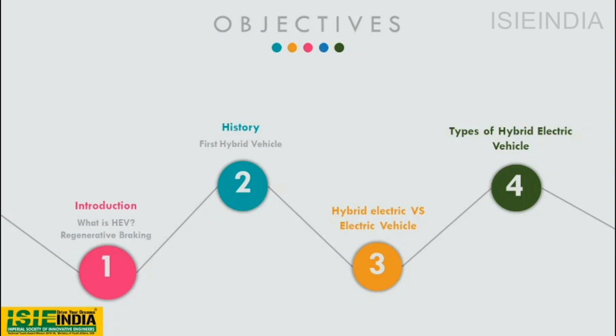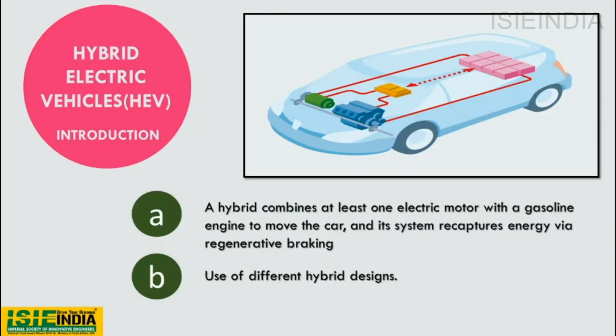Then coming towards history, where we'll see the first hybrid vehicle. Then we'll have a distinction between hybrid vehicles and electric vehicles. And at last, types of hybrid electric vehicle. Now coming over to the introductory part of HEV. What is HEV?